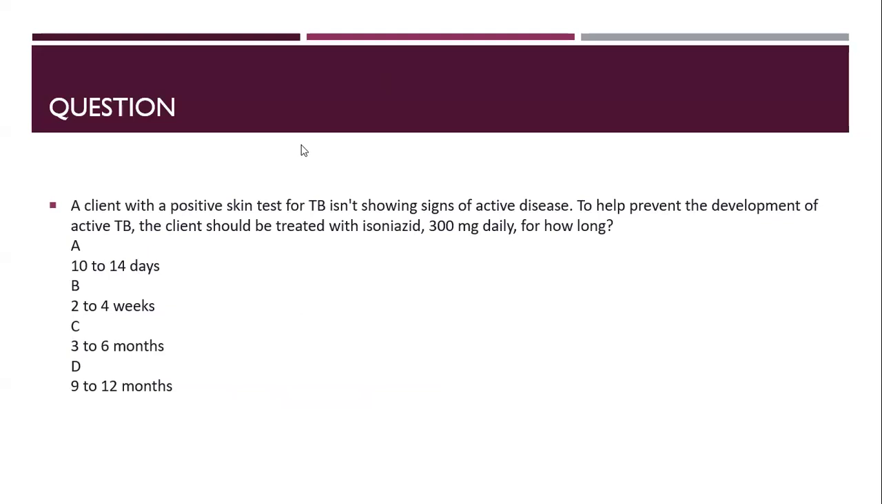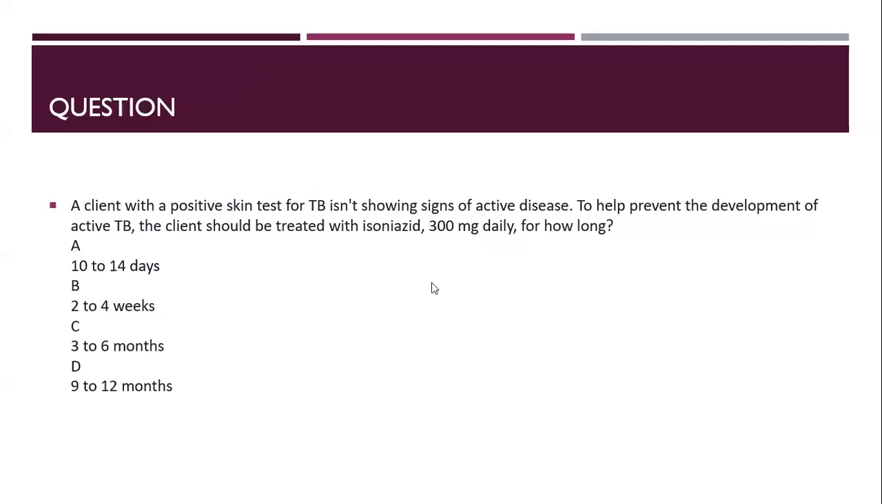A client with a positive skin test for TB isn't showing signs of active disease. To help prevent the development of active TB, the client should be treated with isoniazid, 300 milligrams daily for how long? A, 10 to 14 days. B, 2 to 4 weeks. C, 3 to 6 months. D, 9 to 12 months. Let's try. I know this one is old, but let's try. Just guess. Imagine you get this question in the exam. You don't have to sit down idle. You have to guess.